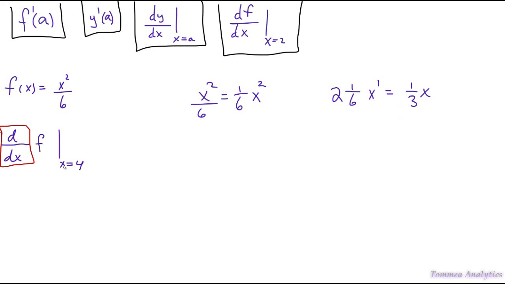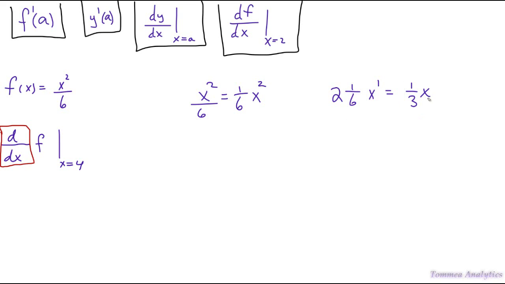So let's pretend we didn't have this x equals 4 in the bar here. If we just wanted the derivative of the function f, this would be the derivative of the function f. This is known as the derivative as a function. So essentially what we've done was we've created a new function from the old one. The old one was x squared over 6, and then we've operated on this x squared over 6, and we've created a new function 1 over 3 times x.